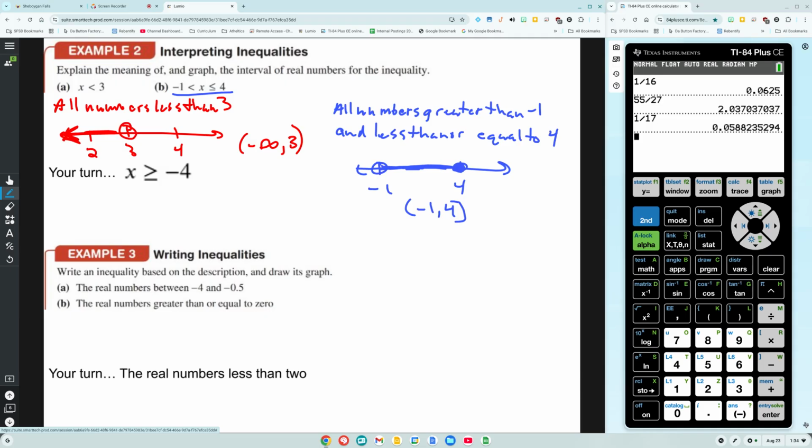I'm going to ask you right now to pause and try to do this again for this next inequality, x is greater than or equal to -4.